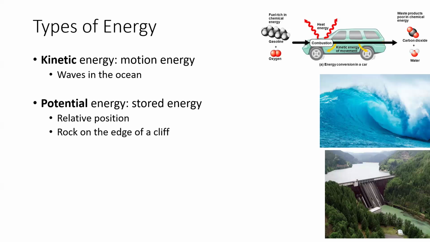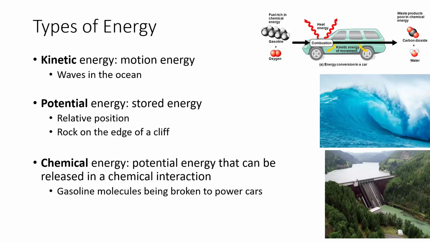Classic examples of things that have potential energy, like a rock on the edge of a cliff, if it's really close to that edge, it has potential energy because it could fall off the cliff and then it would have kinetic energy. Another great example of potential energy is water being held back by a dam. So there's potential energy being held there. And then finally, we could talk about chemical energy, which is energy that can be released in a chemical reaction. And this is kind of a specific type of potential energy.